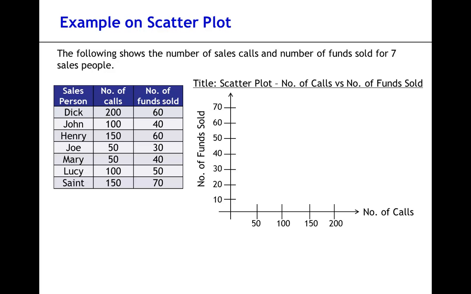Next, we plot the x and y coordinates pair by pair. The first person, Dick, made 200 calls and sold 60 funds. So find the intersection of x equal to 200 and y equal to 60. The second person, John, made 100 calls and sold 40 funds. So find the intersection of x equal to 100 and y equal to 40. Do the same for the rest, and you should get the completed scatter plot.